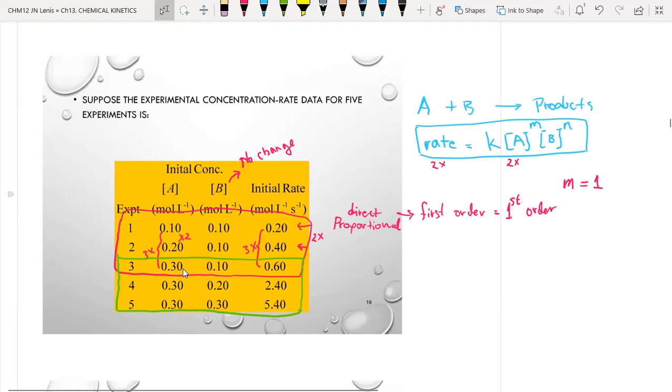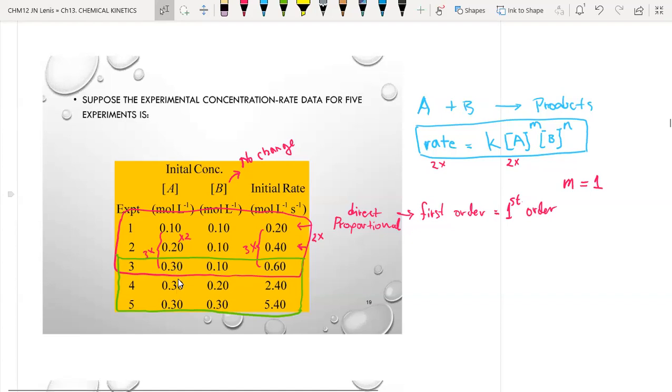Initially, we put in a beaker 0.30 moles per liter of A and 0.10 moles per liter of B. And they measured the speed of that reaction and they found 0.60. Okay, let's do one more to compare. Right now, we don't know anything. That's just the initial rate for the first experiment. Second experiment.